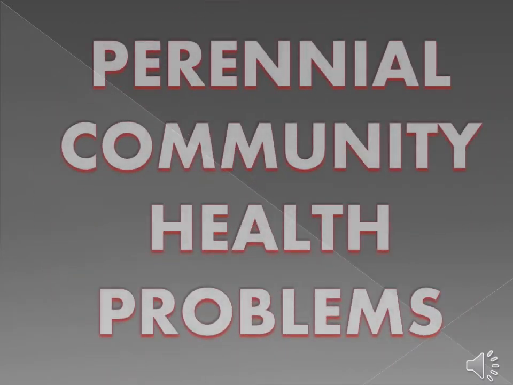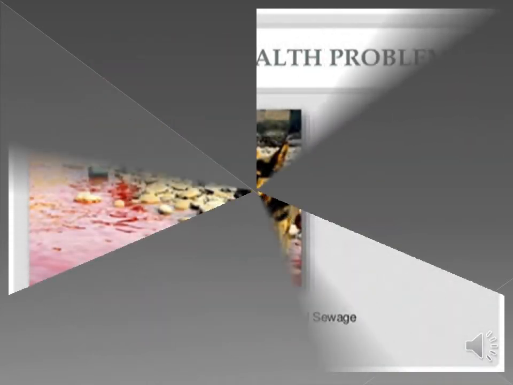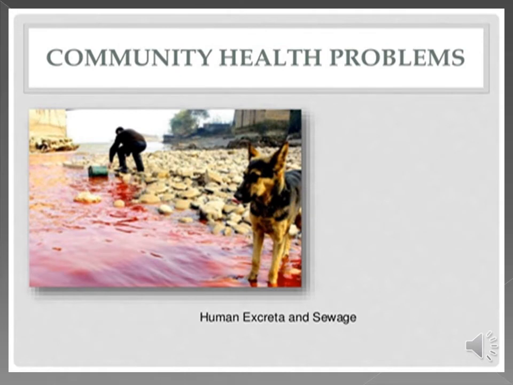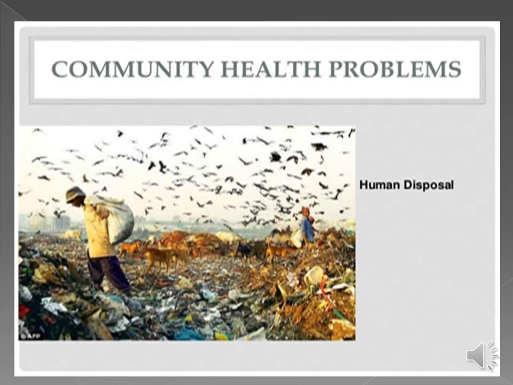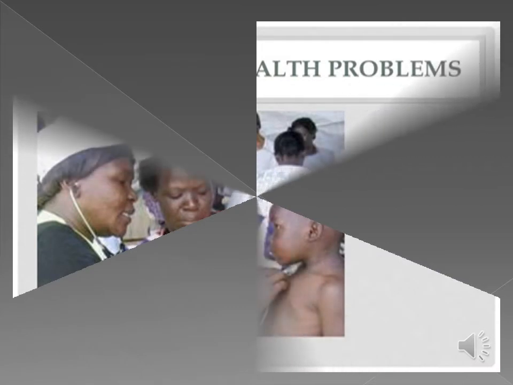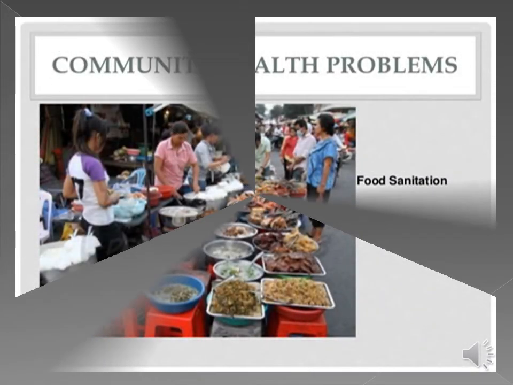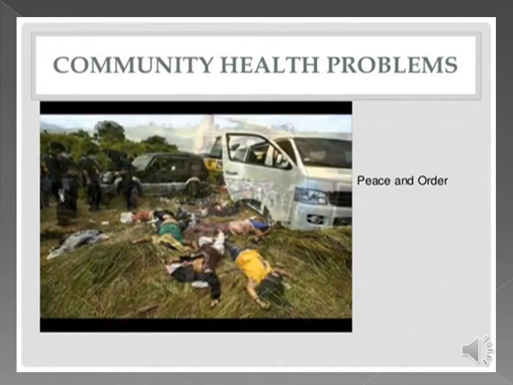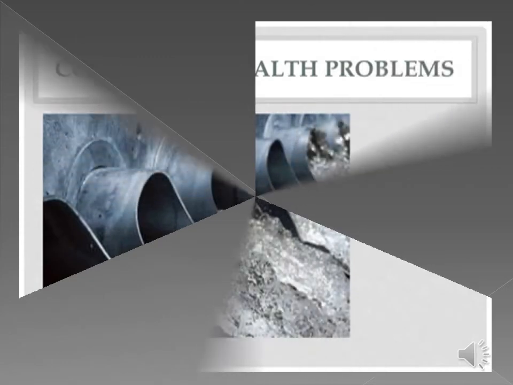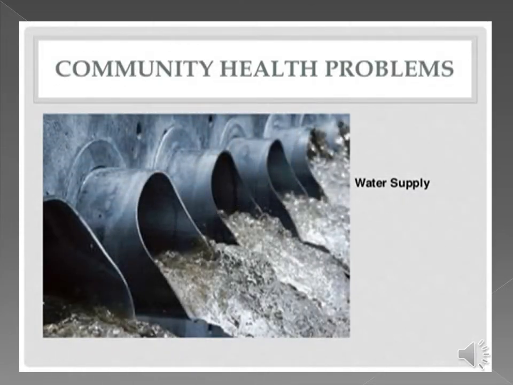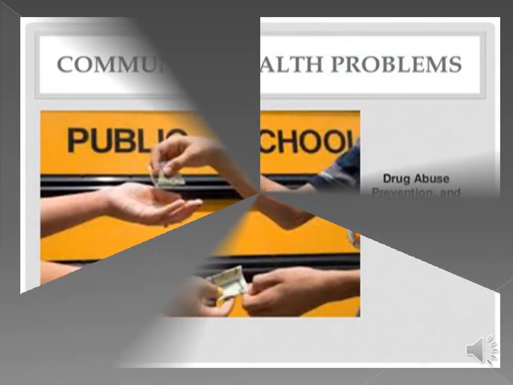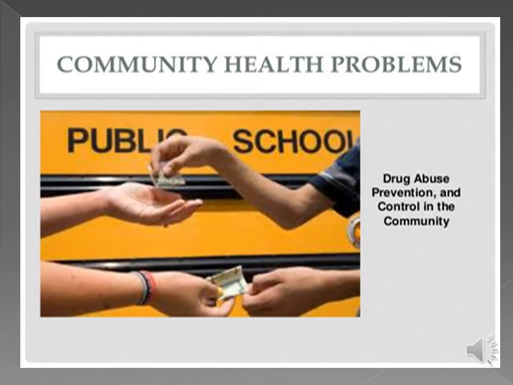Perennial community health problems. One of the community health problems is human excreta and sewage. Next is human disposal. Another one is the control of disease and food sanitation. Peace and order is also one of the problems. Another problem is water supply and the prevention of drug abuse and control in the community.